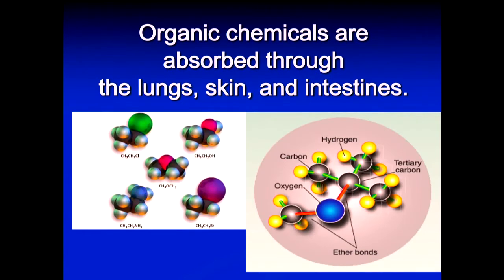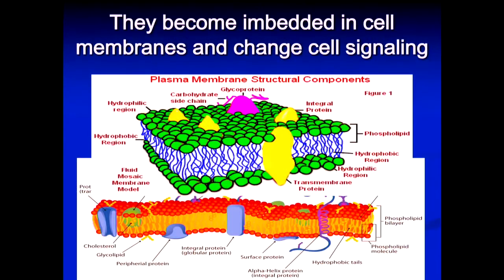And you take in a food that has been treated with pesticides, and that organic chemical comes in and is absorbed through your intestines. You go down the detergent aisle in the grocery store, and that smell that you have, the fragrances from the soap, that's absorbed through your sinuses and your lungs. Okay? So they're absorbed. How do they alter patient health? They become embedded in the cell membranes and they change cell signaling.